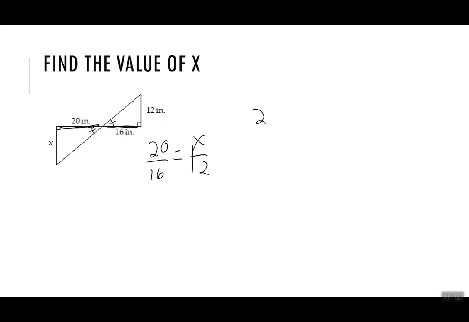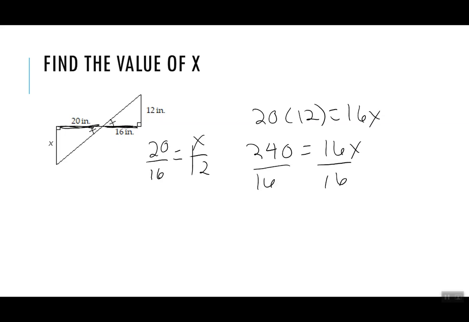I'm going to go across. 20 times 12 is 16x. That says 240 is 16x. Divide by 16. That gives me that x is 15. It's in inches. Notice I just kind of carry the units along. Don't worry about them too much until the very end because the units were all the same.